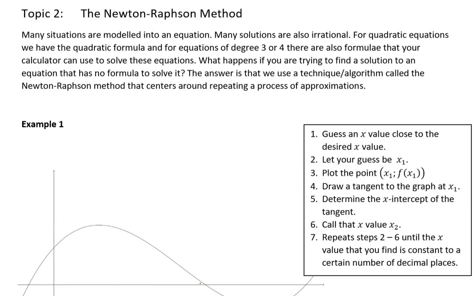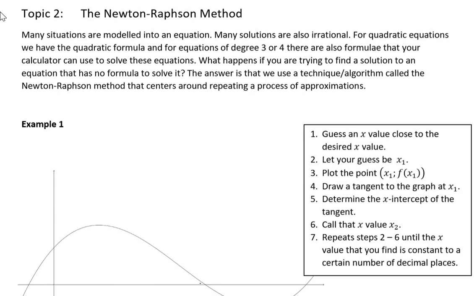Now what my introductory paragraph says there is many situations are modeled into an equation. That's true in the real world. Most things in life, in the science world, in the business world, in the finance world, are modeled into an equation. And often, in order to solve the problem at hand, you need to solve that equation. However, many solutions to equations are irrational, and many equations aren't these perfect little equations like a quadratic equation, in which case, how do you solve them?